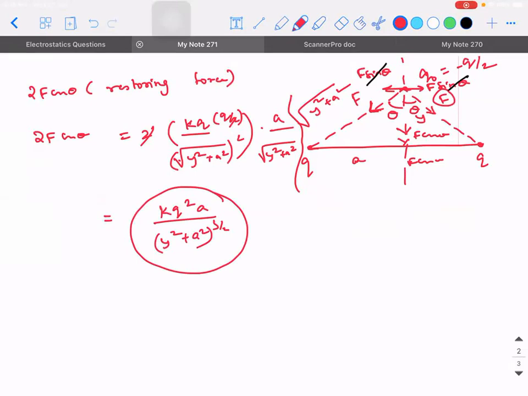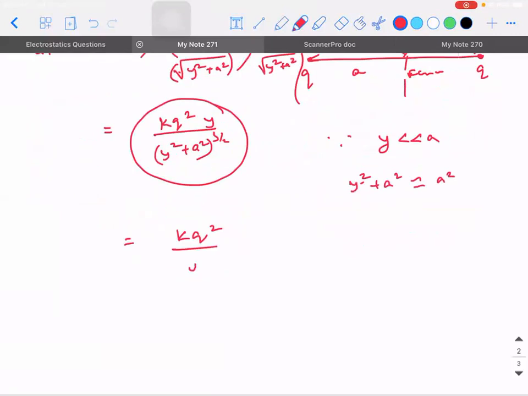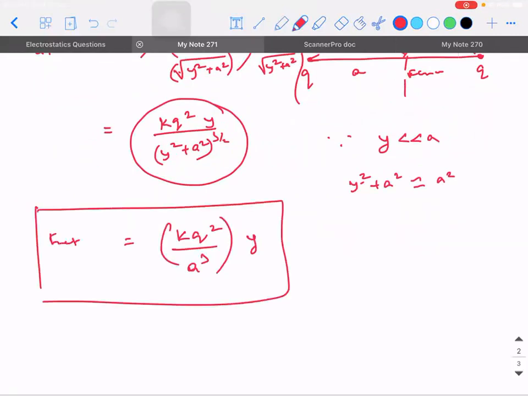Oh, sorry. It is y divided by root of a square plus a square. Since y is very much less than a, y square plus a square can be approximated to a square. So then what will happen is kq square divided by a cube into y. This is the net force. Now tell me, the net force is proportional to whom? Y. That's the answer.